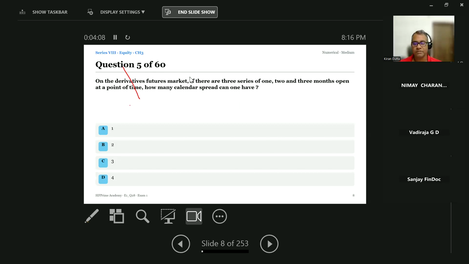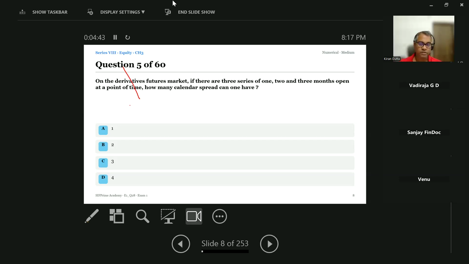we have done this again. Derivatives market, this is about the calendar spread, right? One formula you can remember is n into n minus 1 by 2. Since it is 3, it is very easy. But in case you have 5 calendar spreads, it becomes difficult. So if it is 5 calendar months, n into n minus 1 divided by 2: 5 times 4 divided by 2, which is 10. In this case, how much is it?